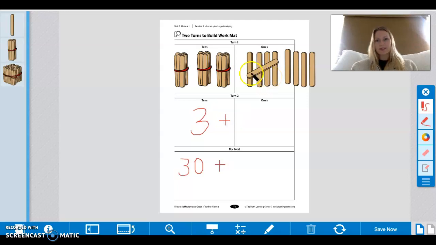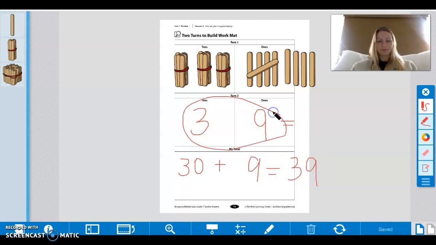How many ones do we see? 5, 6, 7, 8, 9. 9 ones. Those 9 ones are worth 9 because each of them is 1. 1, 2, 3, 4, 5, 6, 7, 8, 9. 30 plus 9. Whoops, I didn't want my plus sign up there. Am I still cool? 30 plus 9. 30 plus 9 is going to give me 39. And right here I can see my number 39.